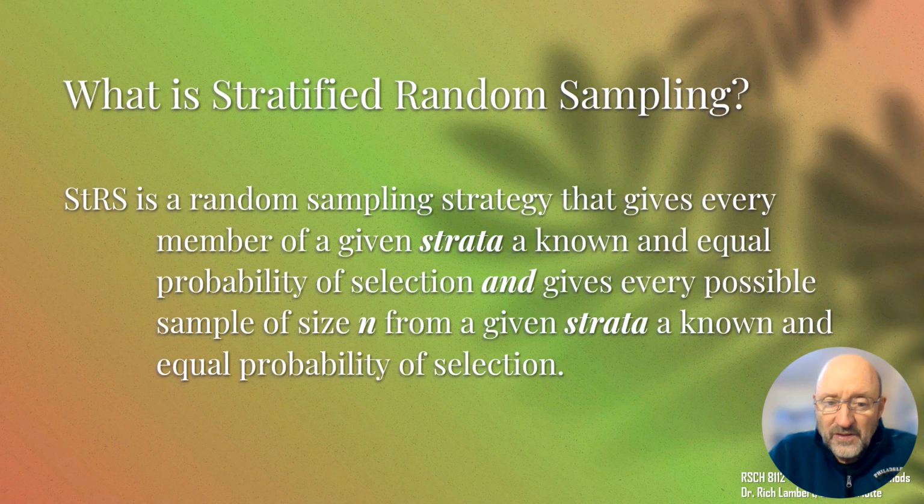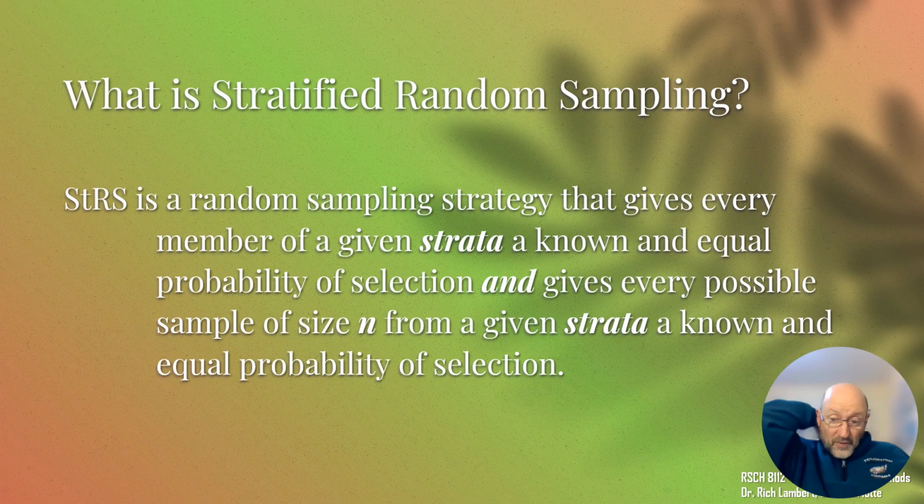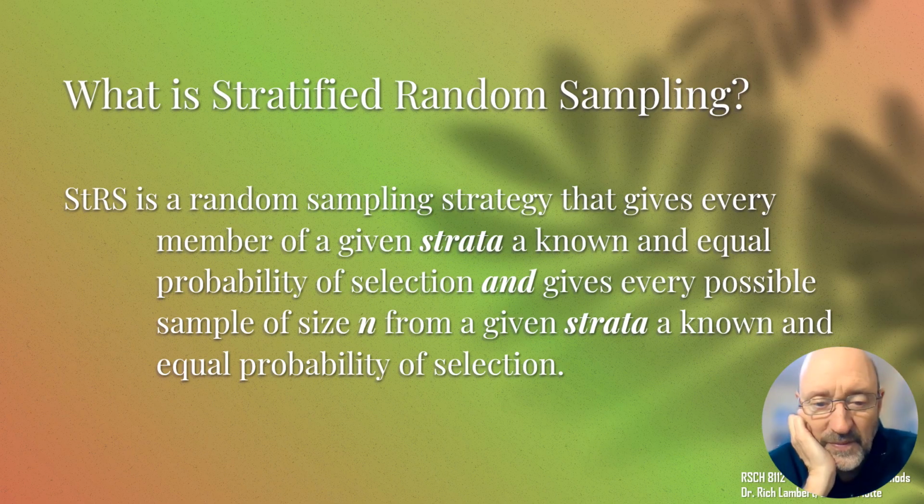Well, how does it do that? Well, here's a formal definition. Simple stratified random sampling is a random sampling strategy that gives every member of a given strata a known and equal probability of selection and gives every possible sample of size n from a given strata a known and equal probability of selection.